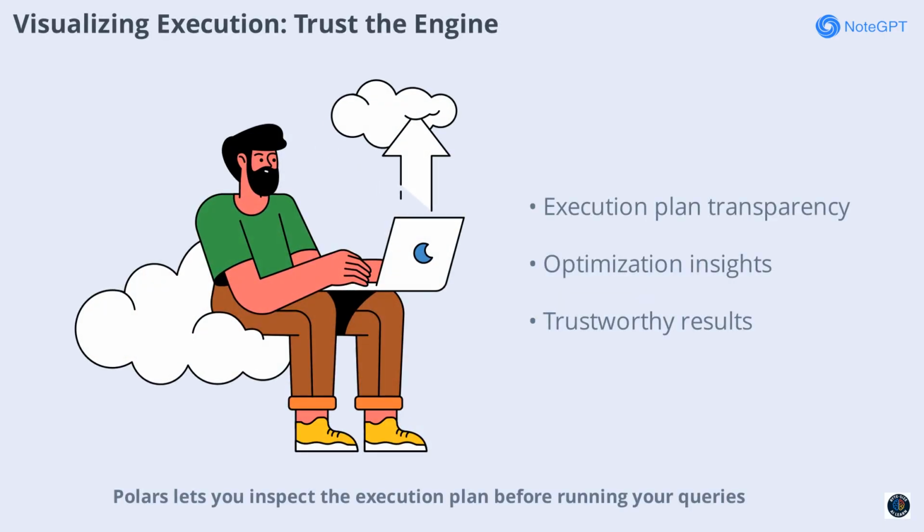Polars lets you inspect the execution plan before running your queries. This transparency helps you understand how your operations are optimized and gives you confidence in the results. By visualizing the plan, you can see exactly how filters, projections, and aggregations are combined for maximum efficiency.